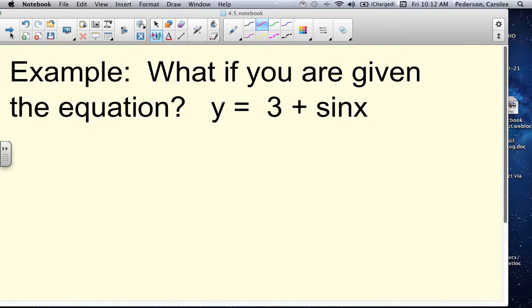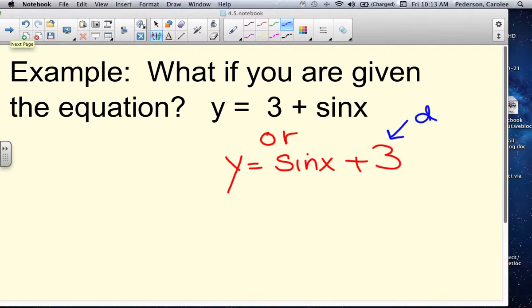Let's talk about this, and then we'll go to the last example in the last movie. Some textbooks write the vertical translations up and down in an equation in two different ways. If you see y equals, for example, 3 plus sine of x, my recommendation is to rewrite it as sine of x, and then plus 3. Because this is the d movement, which means it's going to go up 3. Okay?